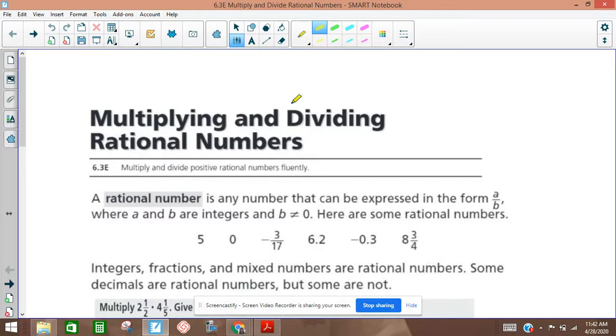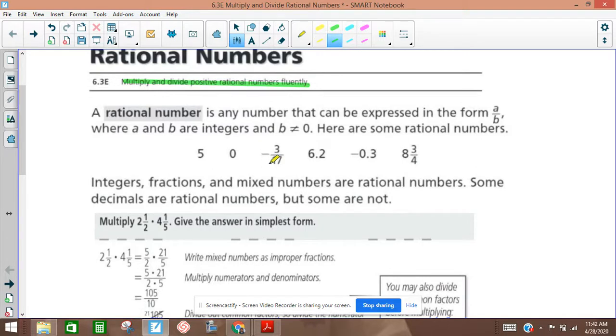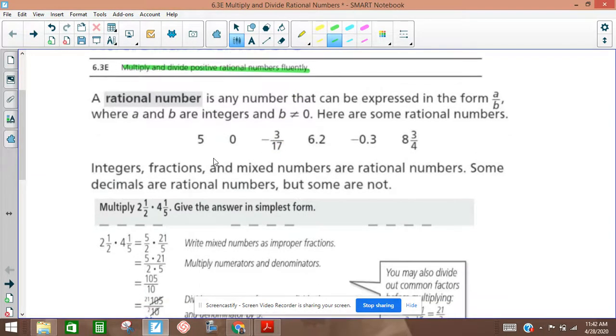Hello students, for this lesson we're going to review multiplying and dividing rational numbers. So we're going to multiply and divide rational numbers. The rational numbers will include fractions, decimals, and mixed numbers. Now some of them could even be negative, so keep that in mind.